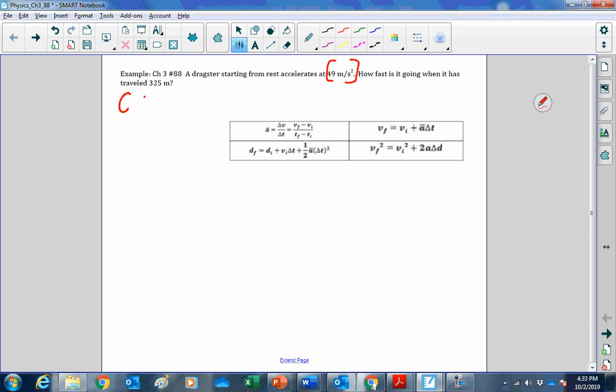So we can write that down right away as acceleration. Okay, we can see we've got a displacement here. So you have a couple choices. You can write that down as delta D.